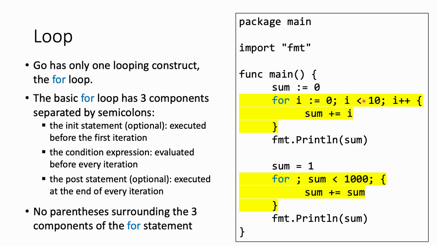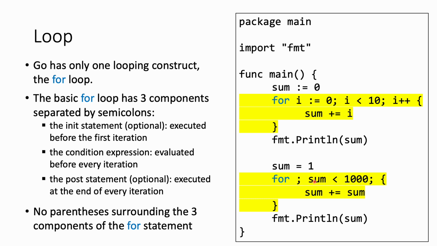The second component is the condition expression, which is evaluated before every iteration. The loop will stop iterating once the Boolean condition evaluates to false. And the last component is the post statement, which is executed at the end of every iteration, just like in the for loop in C, C++, and Java. Also, note that the init statement and the post statement are optional. That means that you can omit them, as in the second example of the for loop here.